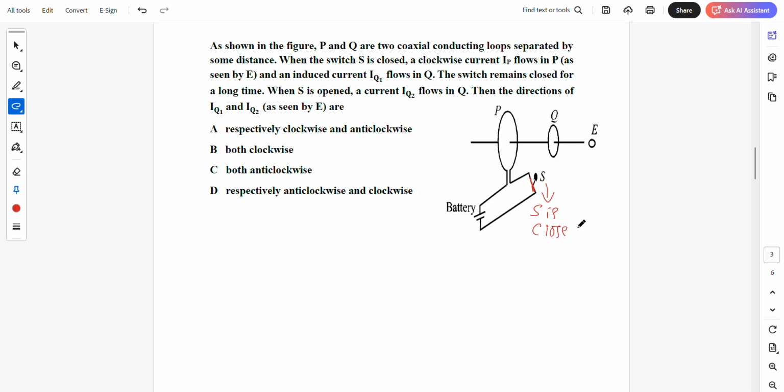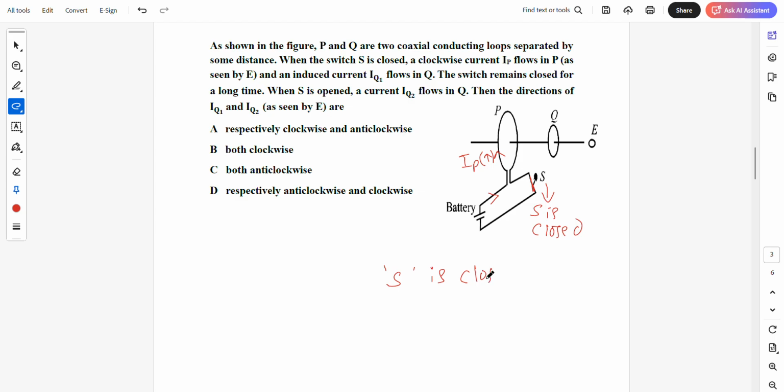there will be a clockwise current flowing like this, IP, and which is increasing also. Why? Because switch is closed.